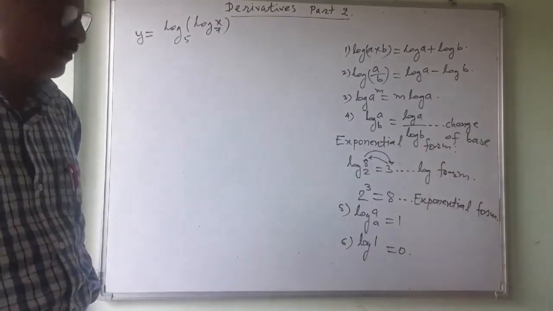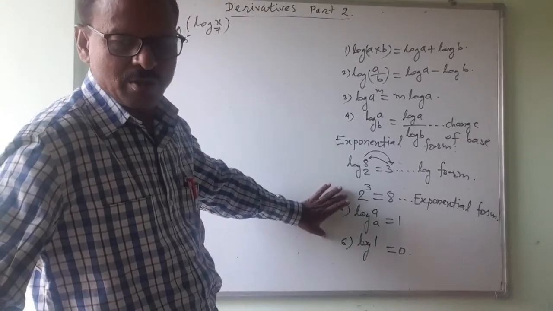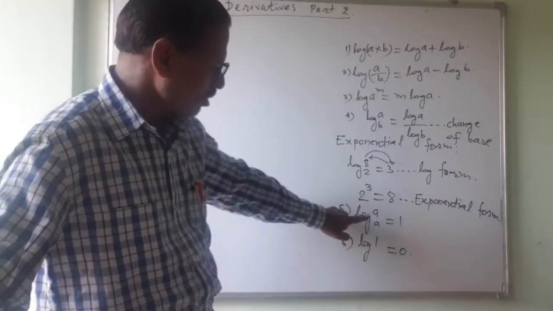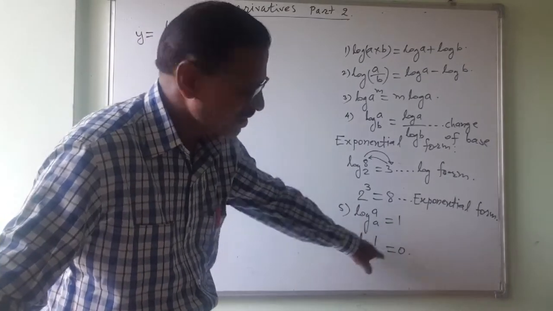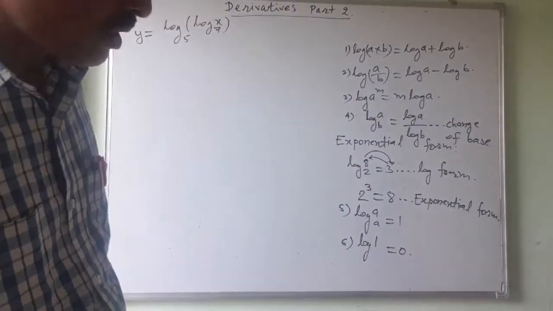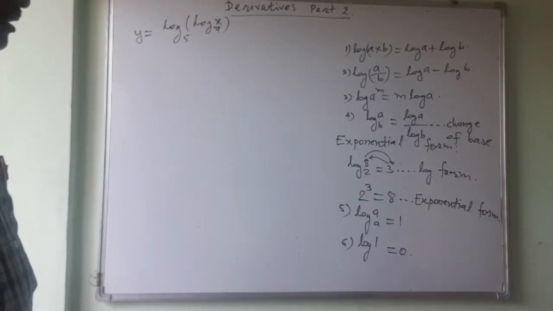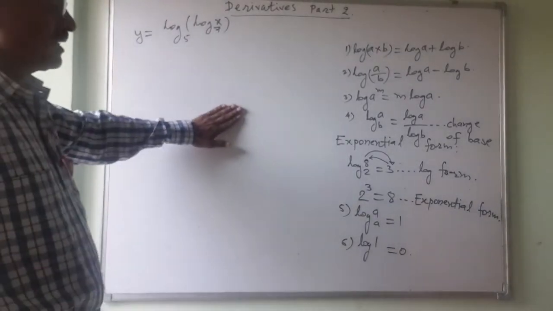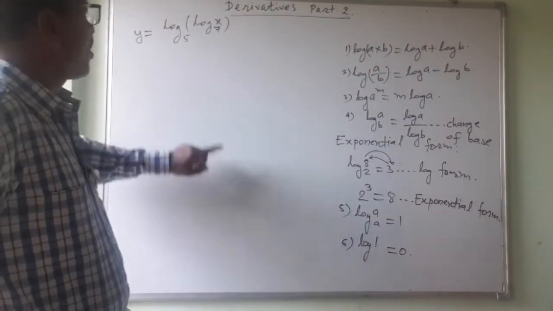We don't have the time to mix up the things together, otherwise we would have proved this, but it's not necessary. Log of a to the base a is 1, log of 1 to the base anything is equal to 0. So remember this, you can note it down. Now for derivatives and integrations, we want the base e, not this 5.